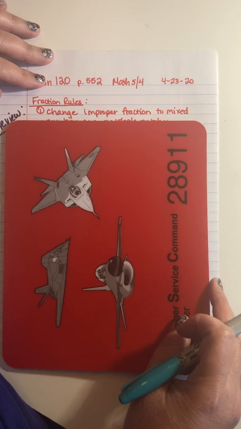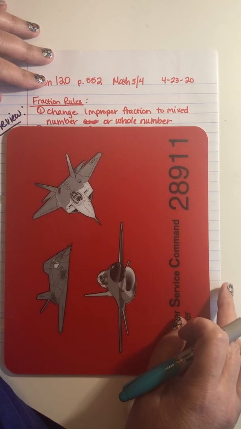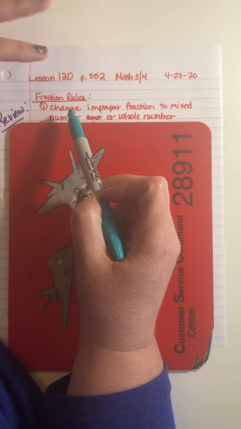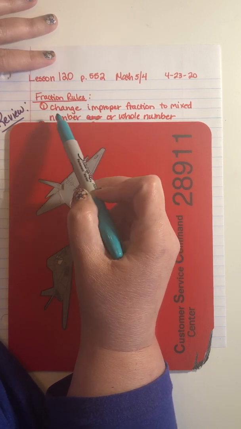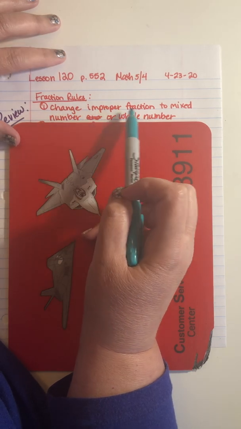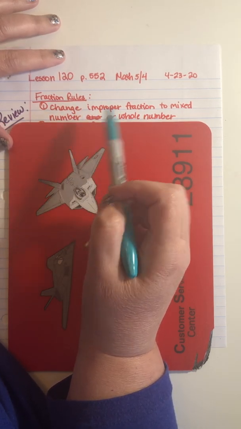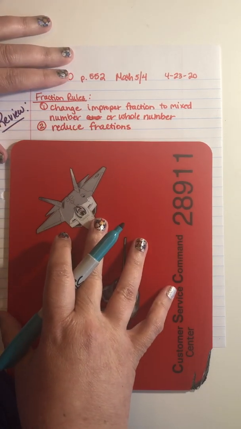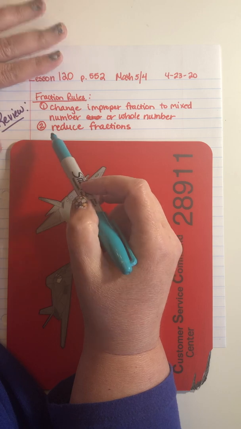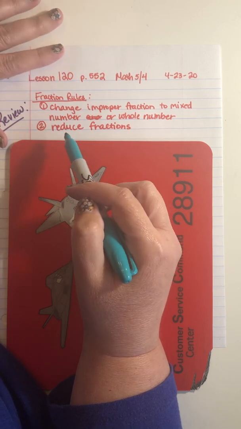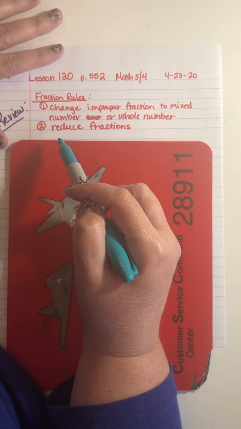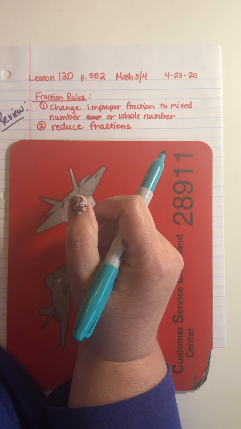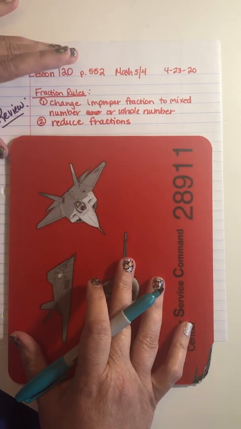Okay, let's remind ourselves of our fraction rules. Just a little review real quick. First, if we add, subtract, multiply, or divide and come up with an improper fraction as our answer, we should always change that to a mixed number or whole number. Second, if we come up with a fraction that can be reduced, we should reduce it to its smallest numbers available. Okay, so those are our fraction rules.